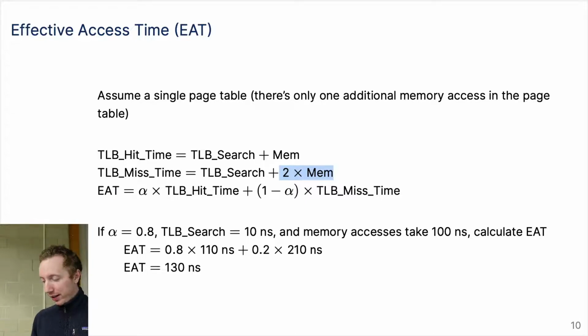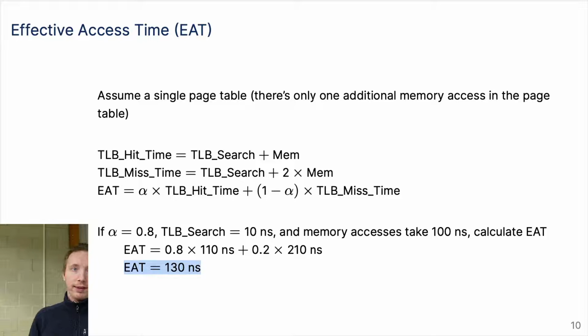Okay, and then to calculate your effective access time, or your EAT, it is alpha, and alpha is just the proportion of cache hits. So it's the proportion of hits times the time for a hit, plus 1 minus alpha, which is your miss ratio, times the amount of time it takes for a miss. So if you assume alpha is like 80% hits, and your search time is 10 nanoseconds, and your memory access is 100 nanoseconds, then our effective access time would be 0.8 times 110 for our search and our memory access, plus 20% of the time we'd have to take 2 memory accesses and the search.